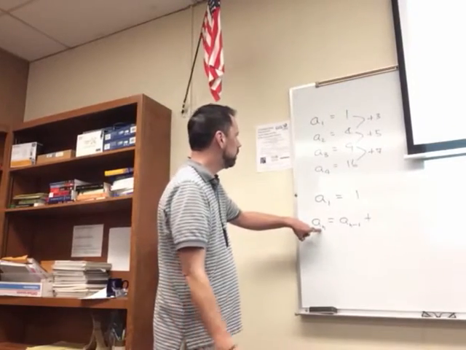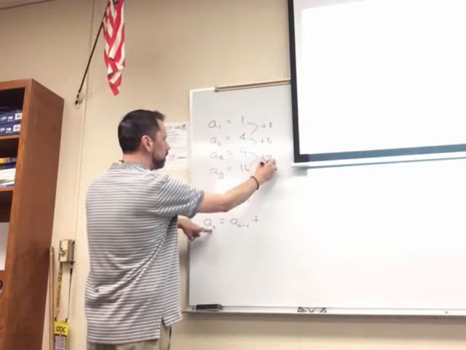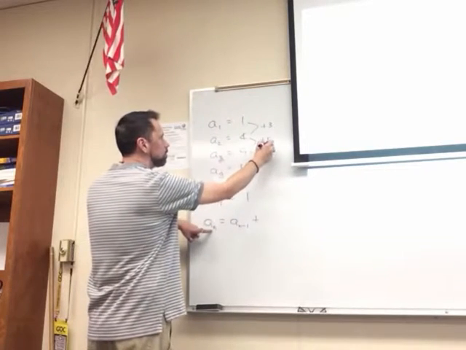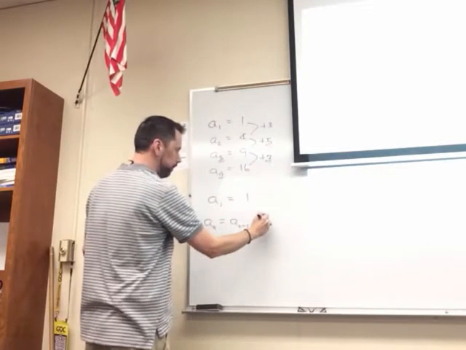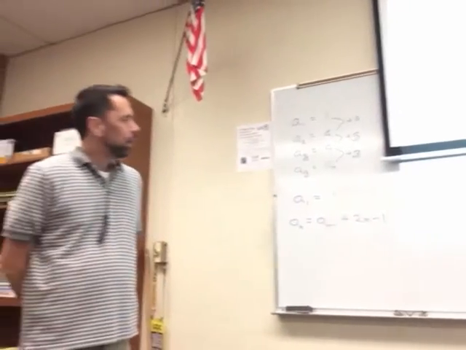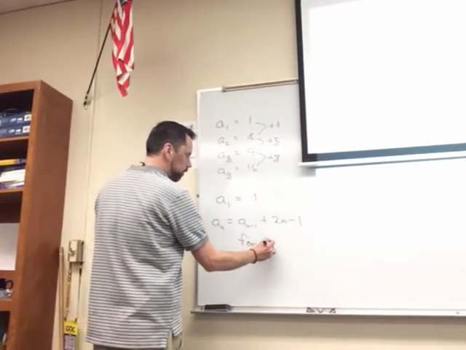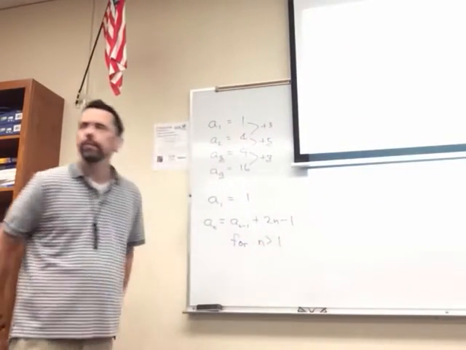Let's see. So to get to 4, you need a 7. To get to 3, you need a 5. I think it's minus 1, right? For n greater than 1. That seem doable?